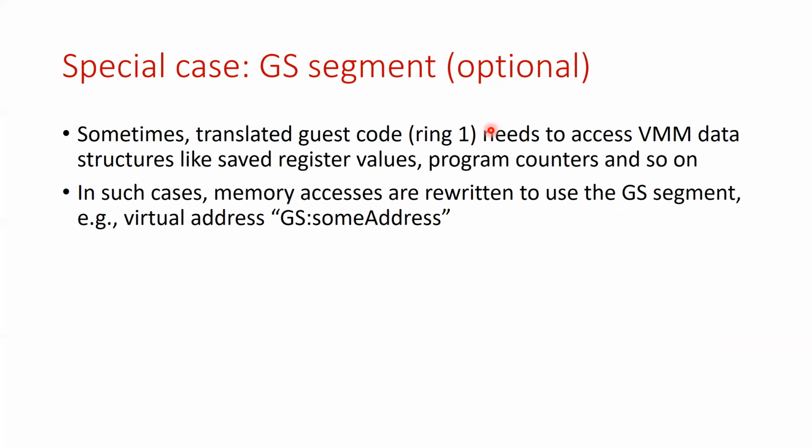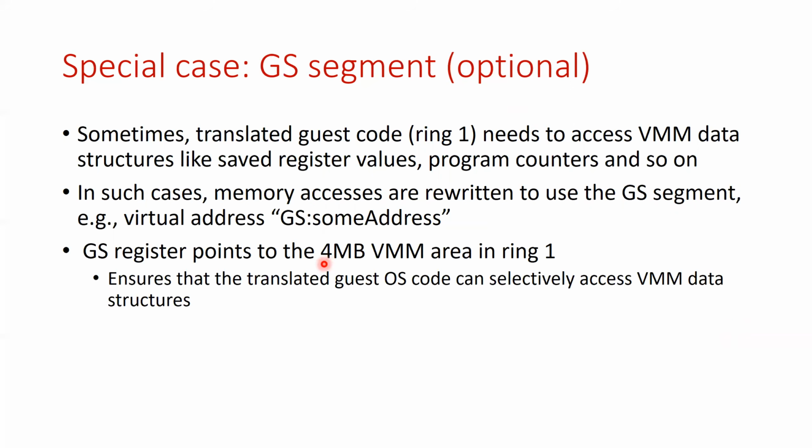Now, in ring 1, normally all segments are truncated. They cannot access VMM data. But the special GS segment is given access to the 4 MB VMM area. So that when the guest OS needs to access some VMM data structures, it can give the virtual address as GS colon the address, and this GS segment is allowed access into the VMM area, and therefore certain specific data structures inside the VMM, if the translated guest code needs to access, it will be given access.